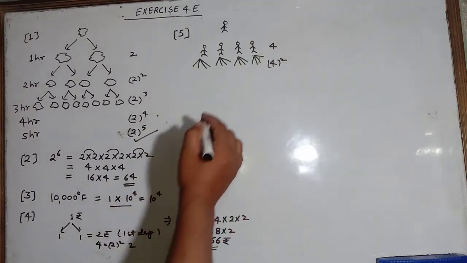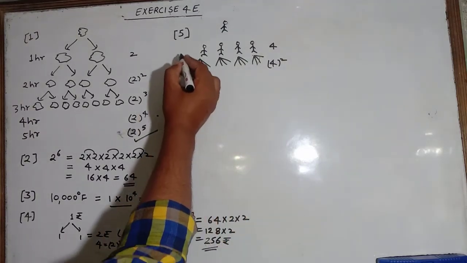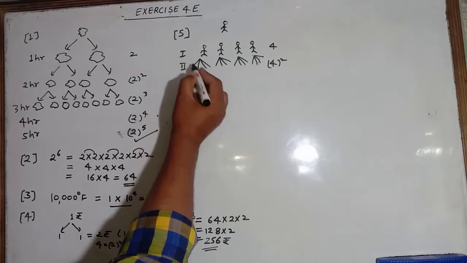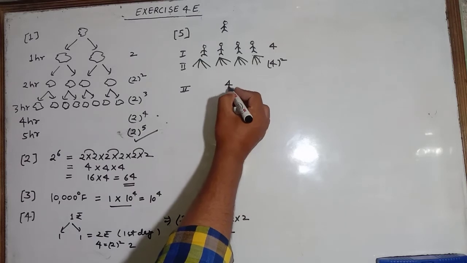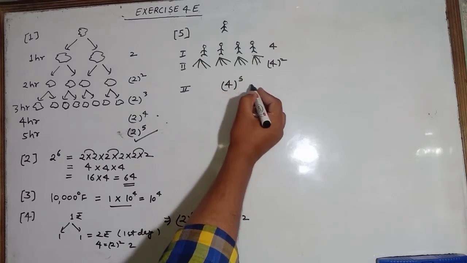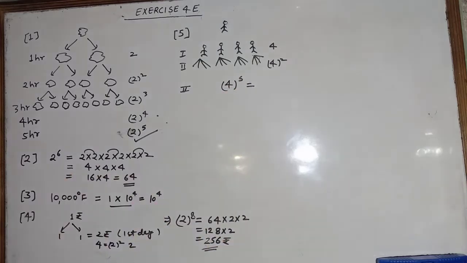In the same way, this is the second round, this is the first round, this is the second. In the same way, in the 5th round, what will it be? It will be equal to 4 to the power 5. So whatever the value will be, that will be your answer.